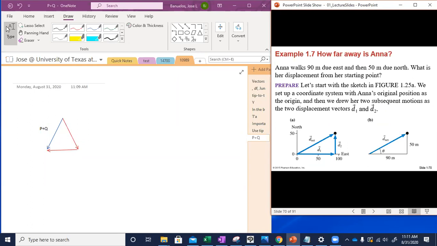So in this problem, we have Anna walks 90 miles east and then 50 miles north. What is her displacement from her starting point?